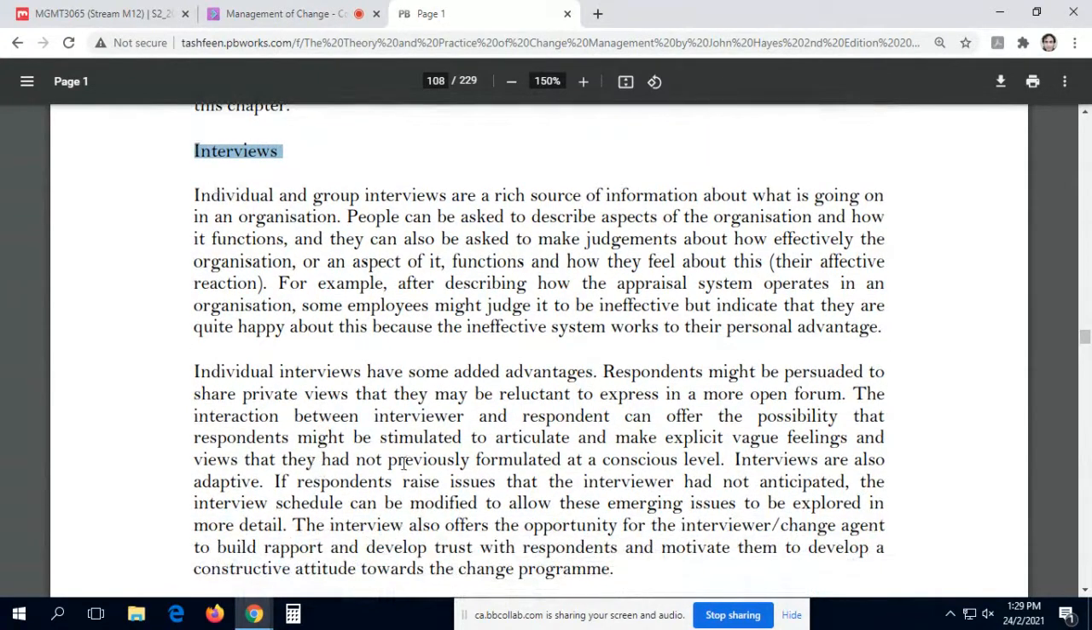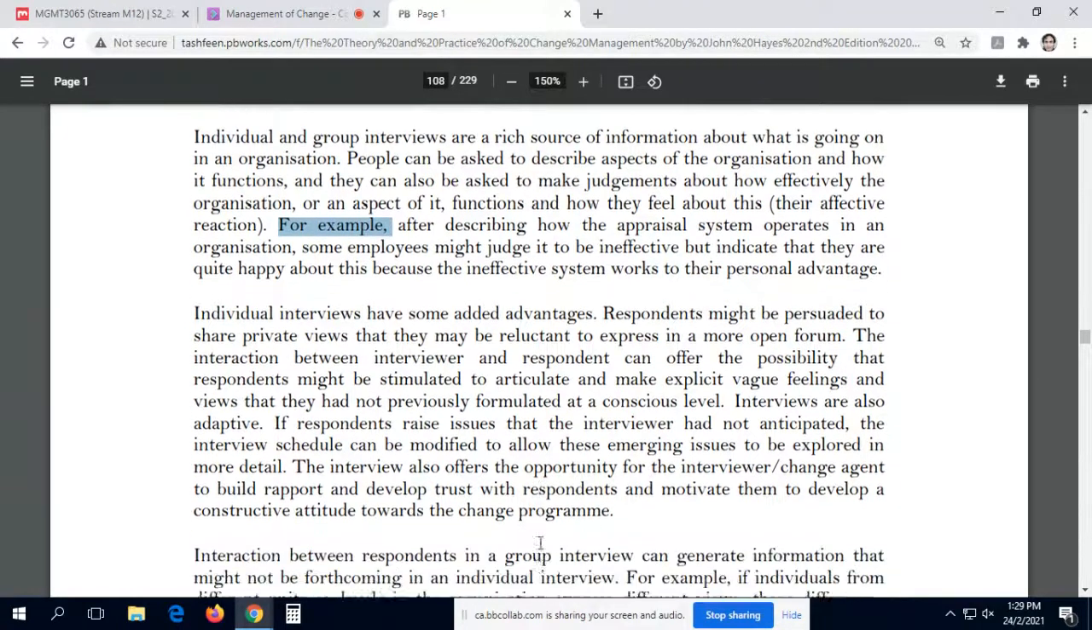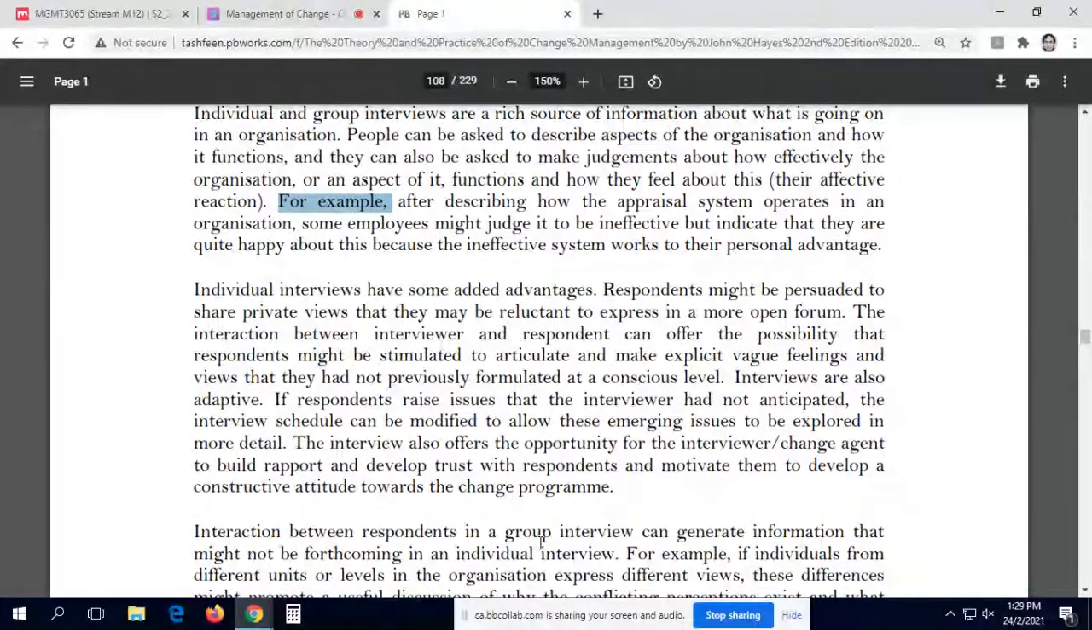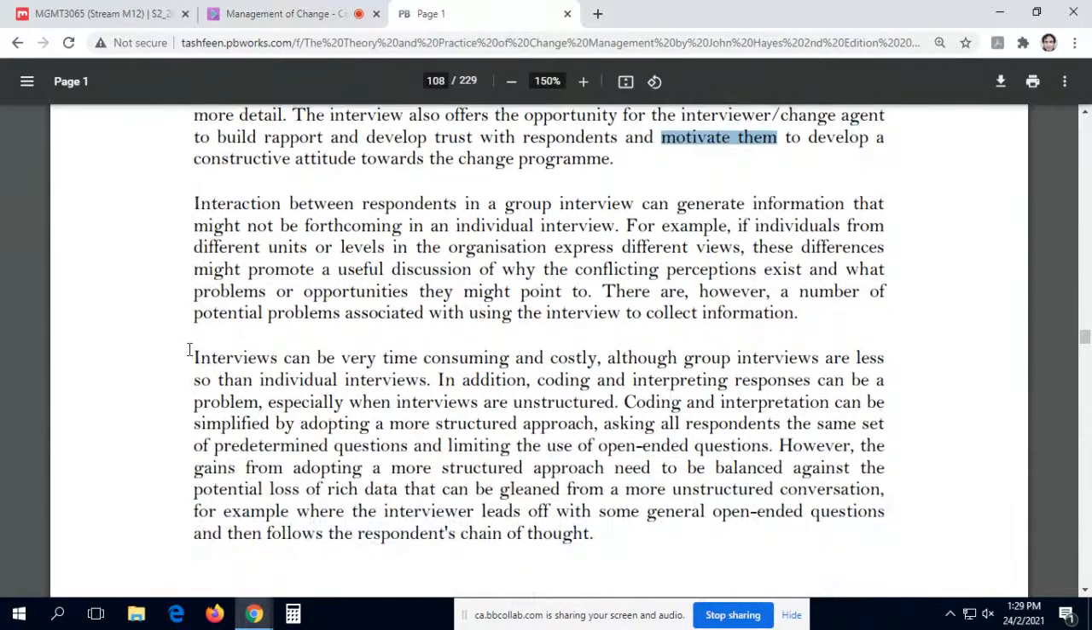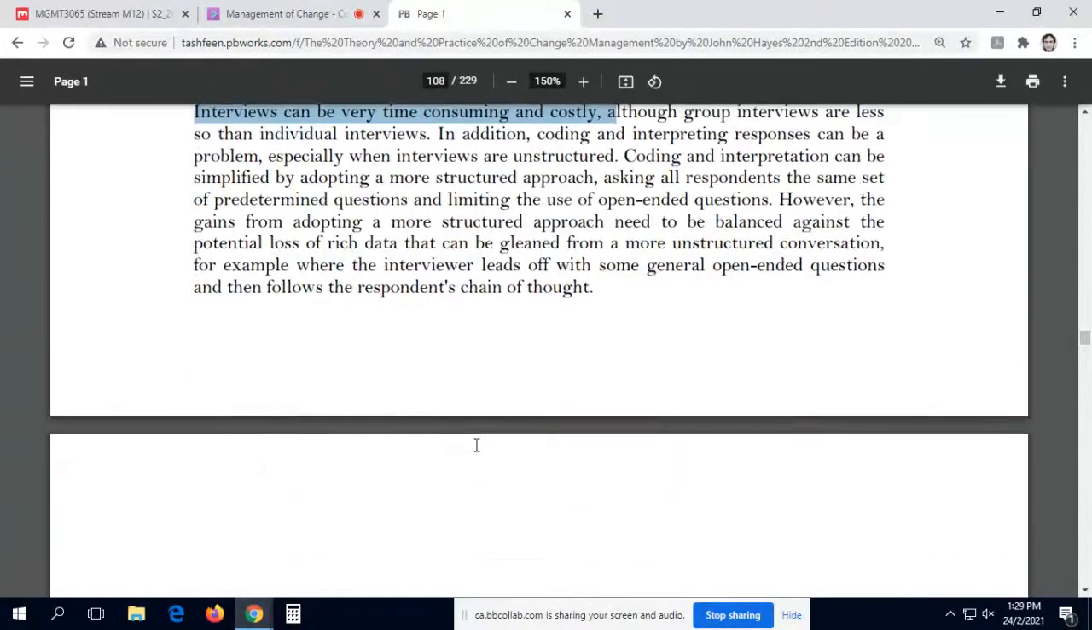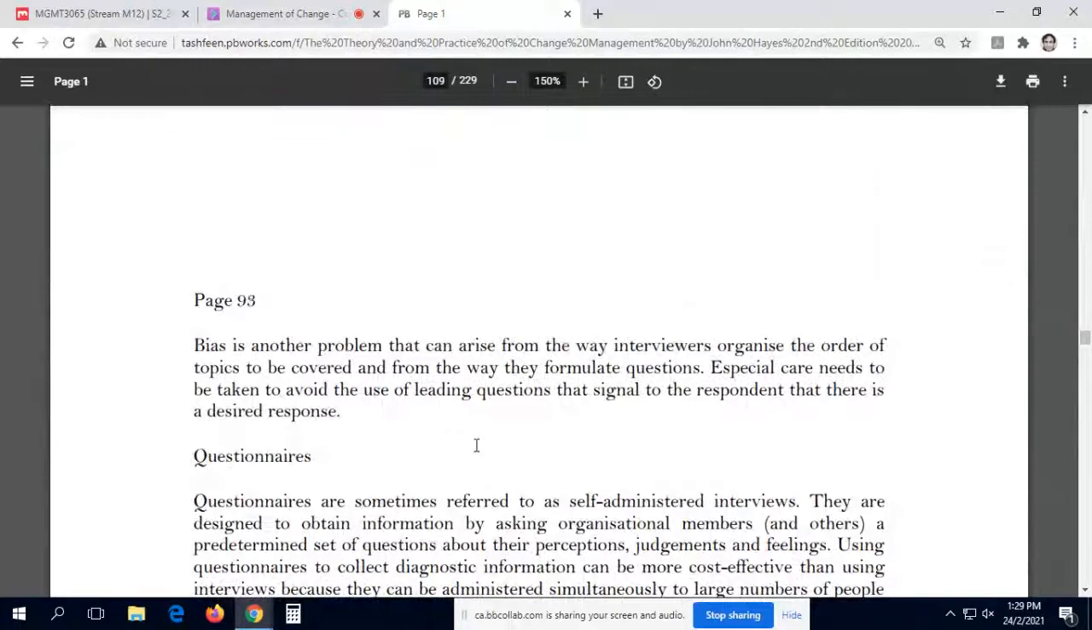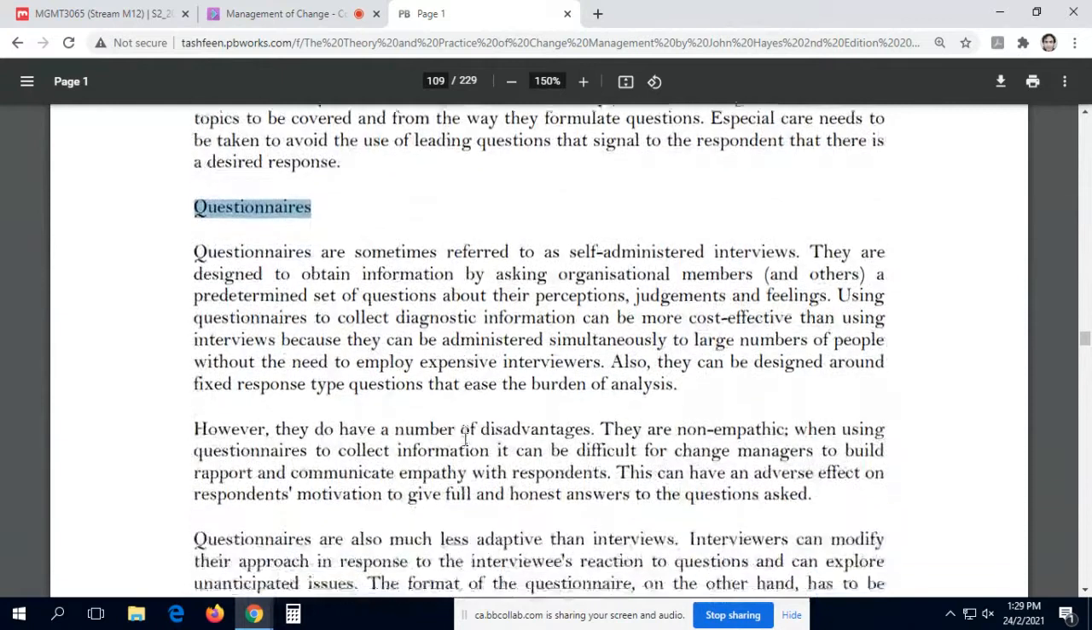Pay attention to the examples which are given, like here, for example, they explain it very nicely. Pay attention to other things, like what are the techniques they are maybe using to motivate them. For example, here, this is an example: interviews can be very time consuming and costly. Yeah, so look at the positives and negatives of all the methods which they have mentioned. Questionnaires, for example, do the same for that.